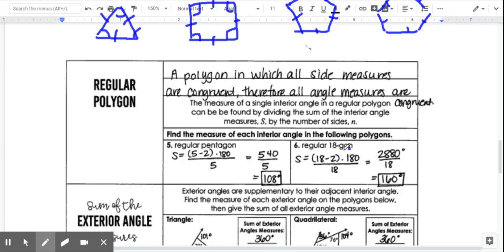An 18-gon, you just find the total angles in the numerator here using the formula from above. Divide by the number of angles, which is 18. Each angle is 160.